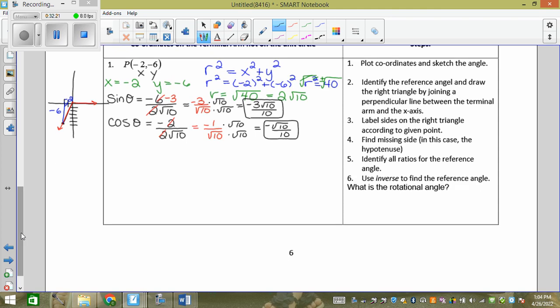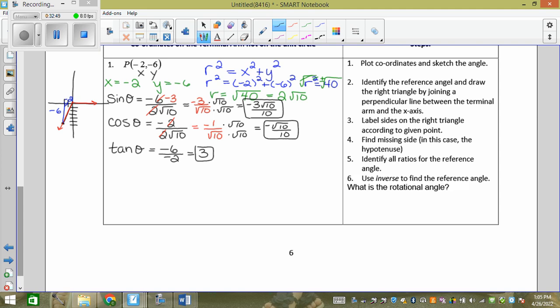So we did sine, we did cos, now we can do tan. We actually did the hardest ones first. Tan is y over x. And it's going to be what over what? Negative 6 over negative 2, which is 3. Wait a second. My sine is negative, my cos is negative, and my tan is positive.